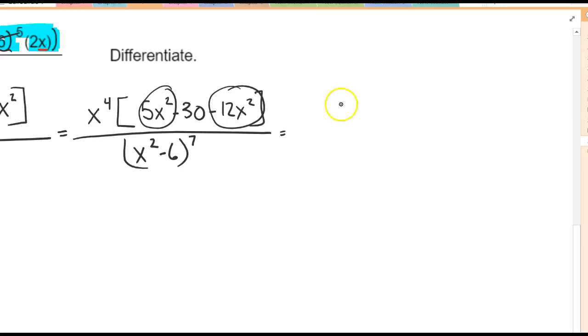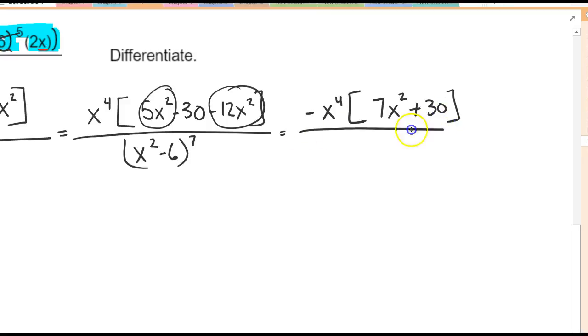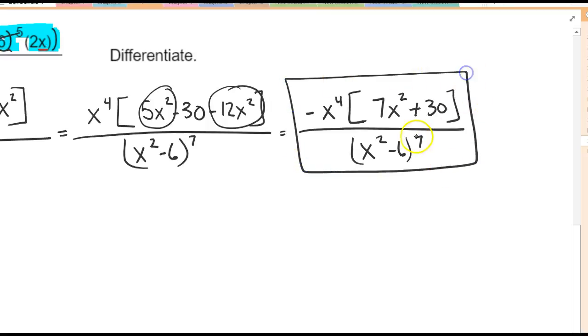So I could write this as, I could factor out a negative x to the 4th, and then I would end up with 7x squared plus 30 over x squared minus 6 to the 7th power. And I believe that is as simplified as I'm going to get.